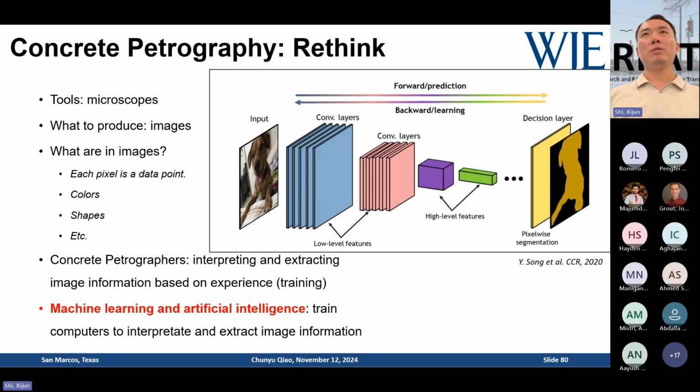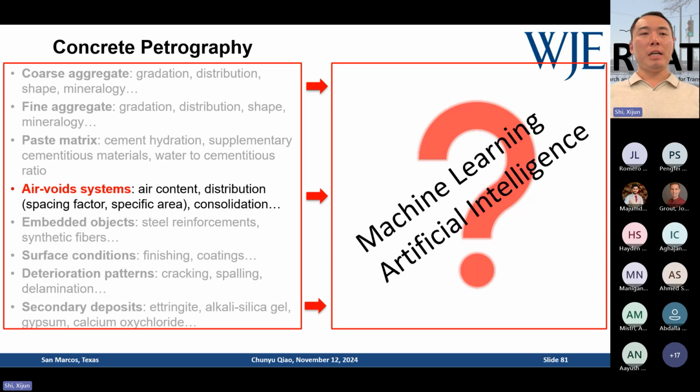I think researchers have made some progress in this. Of course, I am not a computer scientist, so I don't really know a lot of details about the processing. But I believe image analysis with machine learning or artificial intelligence in the future could shed light on or be a big assistant to our efficiency and accuracy. Here, I want to give a quick look at what people have tried to achieve with machine learning and artificial intelligence for image analysis on concrete studies or petrography.